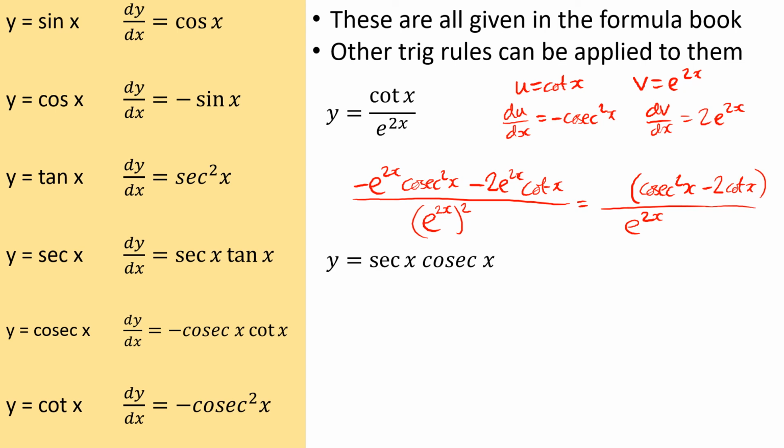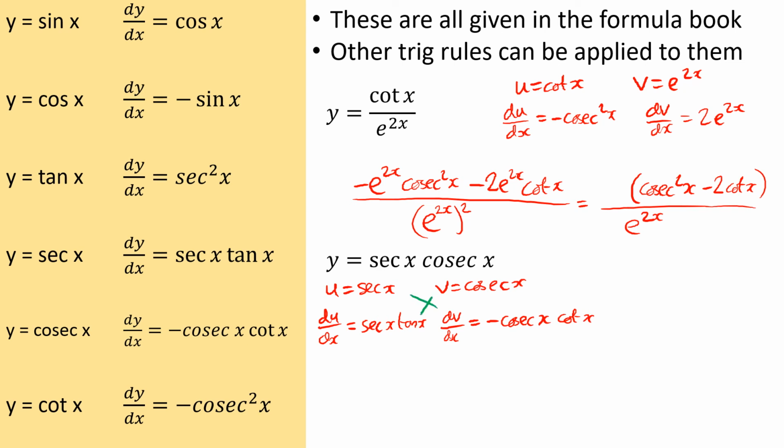And then our second one is a product rule. We can tell this because they're being multiplied by each other. And for a product rule, we want to differentiate each of them separately. So same thing again, du/dx for sec x is equal to sec tan, and dv/dx is equal to minus cosec cot. This looks like it's going to be a fun one.